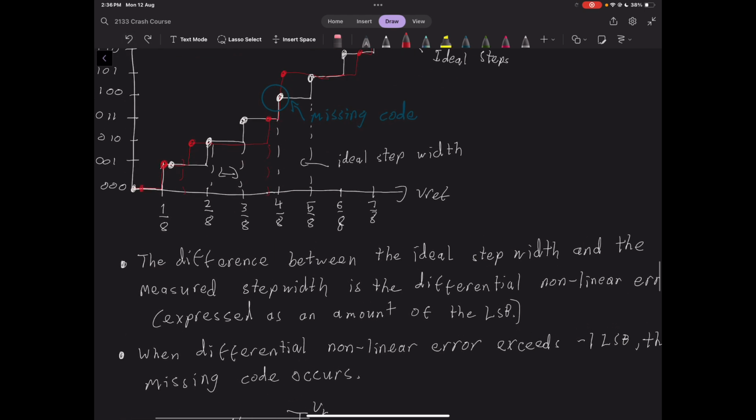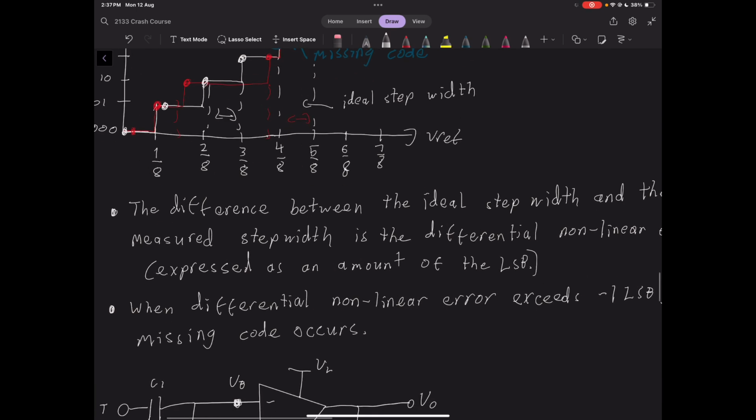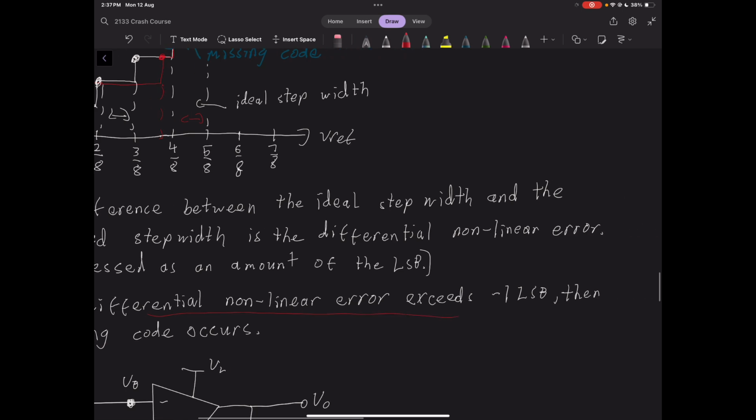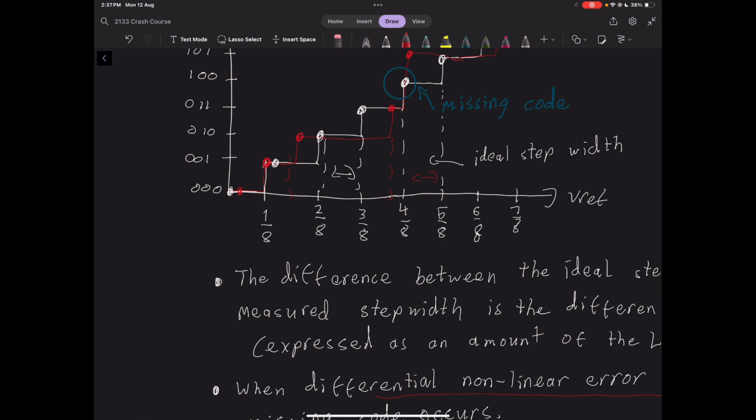It's measured as an amount of the least significant bit. Each of these voltages in the white should be 1 LSB apart. If your differential nonlinear error is less than your least significant bit voltage value, then you're generally okay. But when you have differential nonlinear error exceeding minus 1 LSB, that means this red step width is so large that you're essentially skipping one of these voltage values.